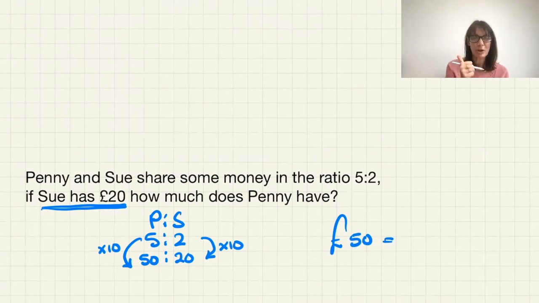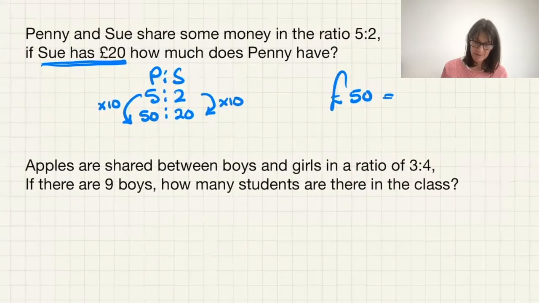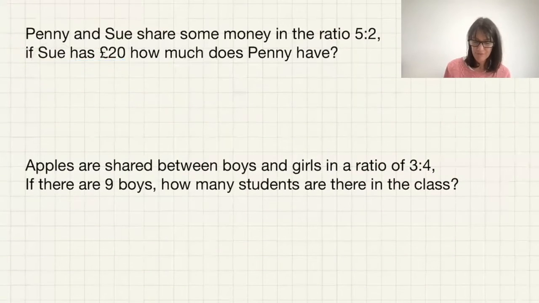Okay. Hopefully you went well on that. I told you I wasn't going to go too mad with the numbers to start off with. I think I was very kind. Okay, so there's your next one. Apples are shared between boys and girls in a ratio of 3 to 4. If there are 9 boys, how many students are there in the class? Hit pause and press play when you're ready.